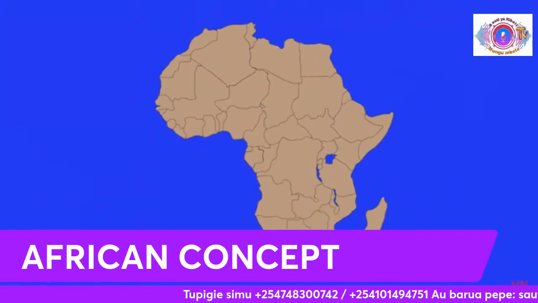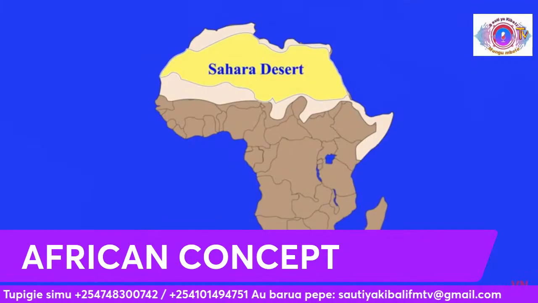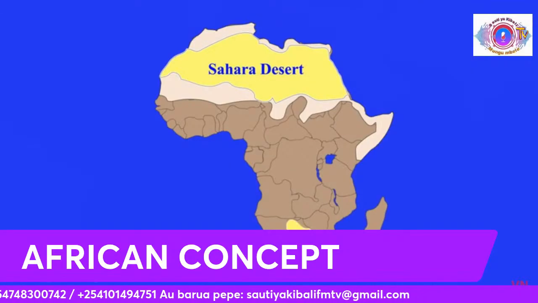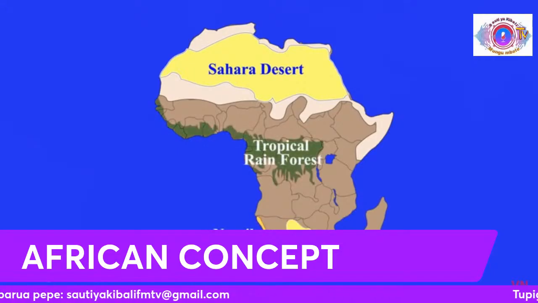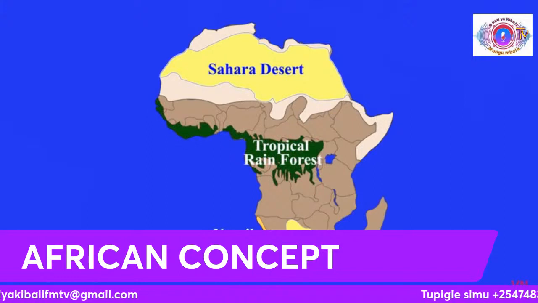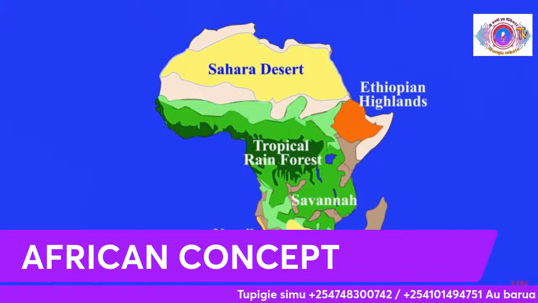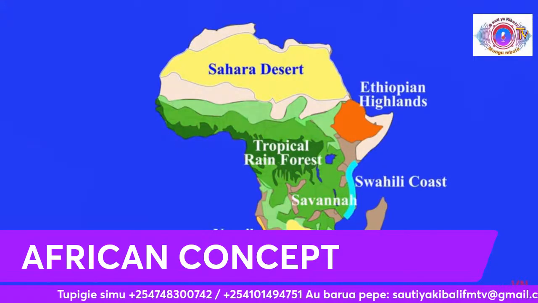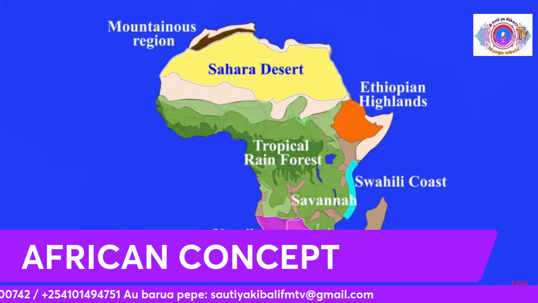That is the desert region, which includes the Sahara Desert, Kalahari Desert, and the Namib Desert. Then there are the tropical rainforest regions. Then savanna, Ethiopian highlands, Swahili coast, and southern Africa. Then the mountainous regions like the Atlas Mountains.